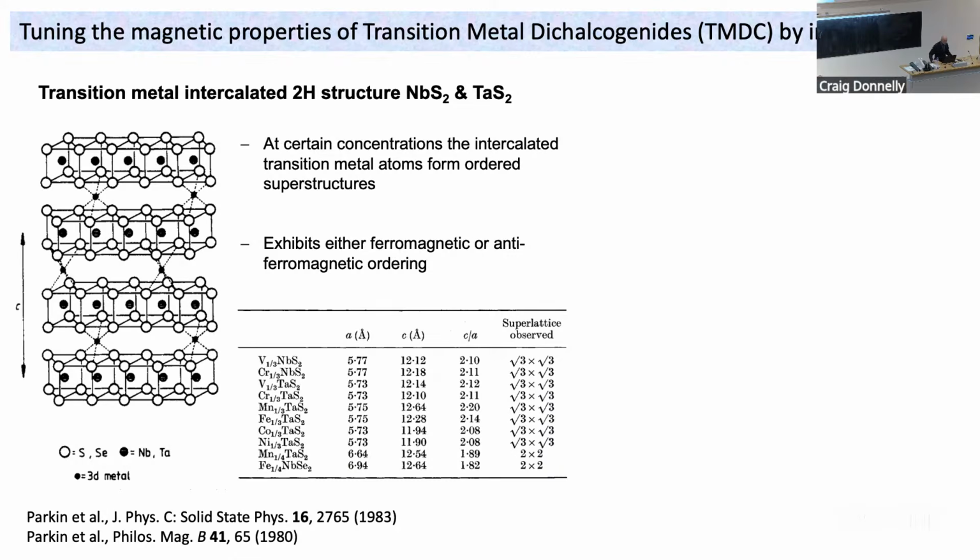It turns out that if you take niobium disulfide and tantalum disulfide, these form highly covalently bonded sheets. Between the sheets, you have the so-called van der Waals gap, in which you can insert, in this case, the first row transition metals. At two particular concentrations, they form ordered arrangements, a root 3 by root 3 and a 2 by 2 superstructure, which are magnetic at relatively low temperatures, either ferromagnetically or anti-ferromagnetically. We did a lot of work and demonstrated how this could happen.